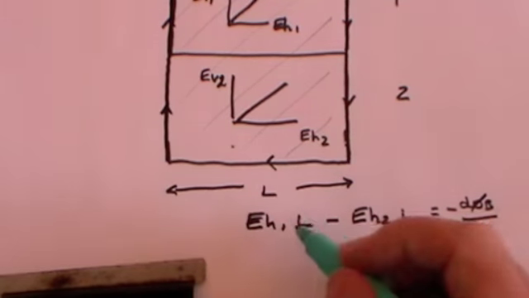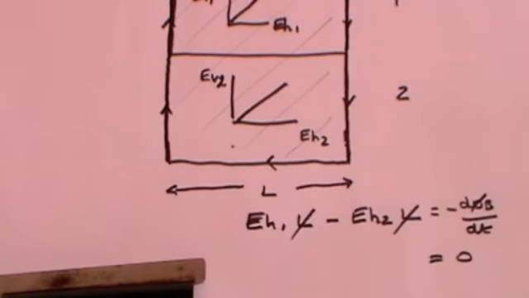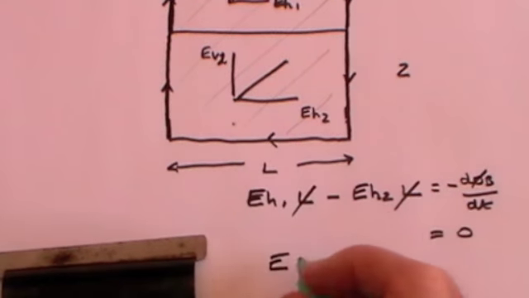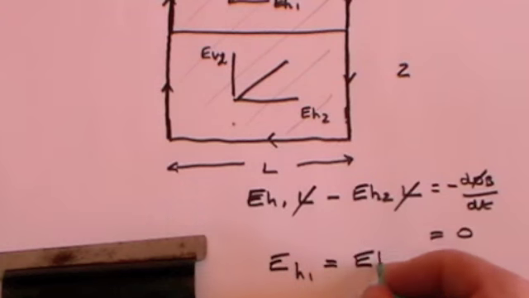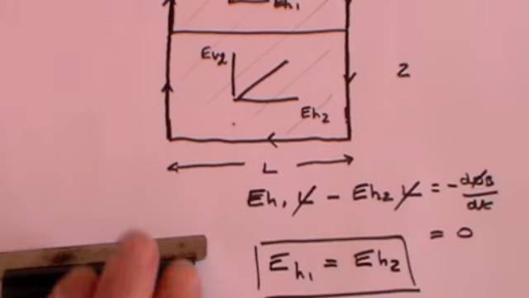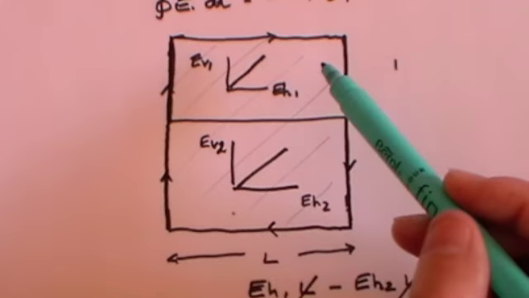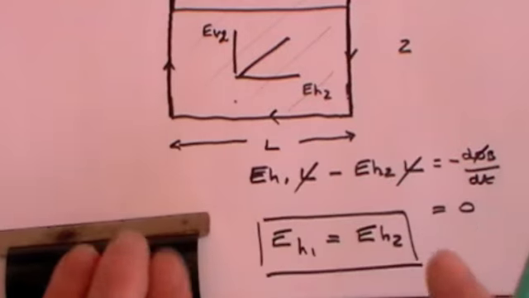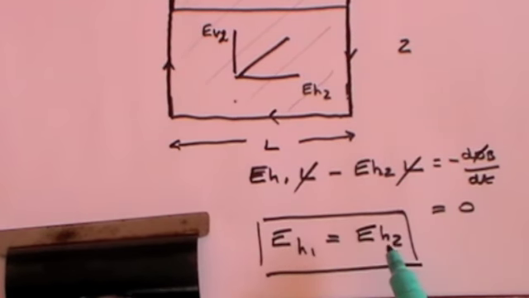And so now we can cancel the L terms and we get the second boundary condition, which is that EH1 equals EH2. That's the second boundary condition. And that tells us that as the E vector goes across from medium 1 to medium 2, its horizontal component does not change. What we say is that the tangential, if you like, or the horizontal component of the electric field is continuous. That was not true, remember, for the vertical component.